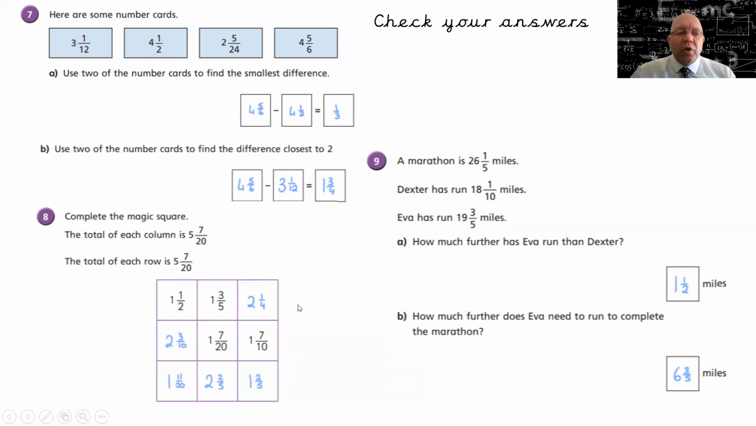Do look, I mean, if you're attempting question 8, you should be simplifying all your fractions. I'm looking for those answers. Okay. And then number 9, a marathon is 26 1/5 miles. Dexter has run 18 1/10. Eva's run 19 3/5. How much further has Eva run than Dexter? 1.5 miles. And how much further does Eva need to run? She's still got 6 3/5 of a mile to go. Well done if you've got some of those correct. They were some tricky ones.